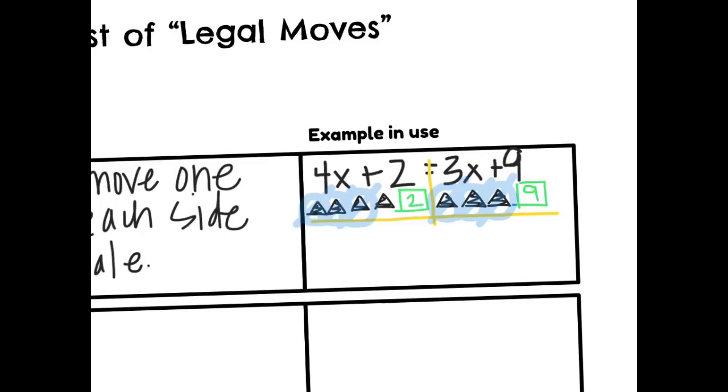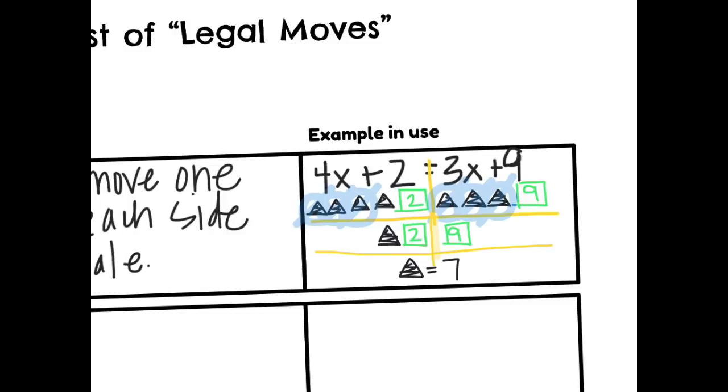Now I'm going to rewrite what I've got left, because right now it's getting a little bit sloppy. And when I look at what I've got left over that is not crossed off, I've got a triangle and a 2 over here. And on the right side, I've got a 9. I need to problem solve and figure out what number plus 2 equals 9. In this case, my triangle is going to be 7.